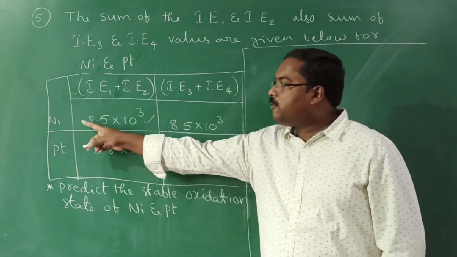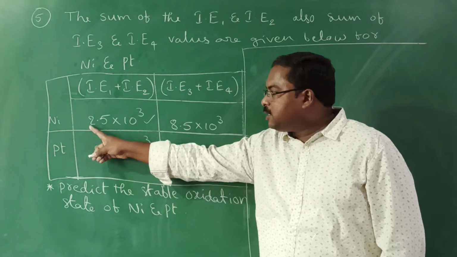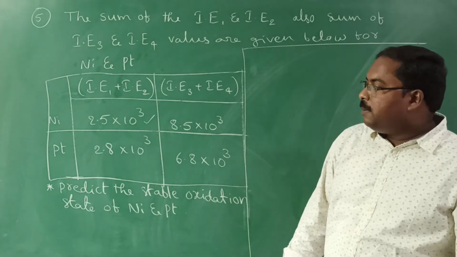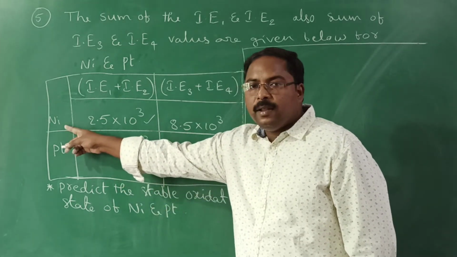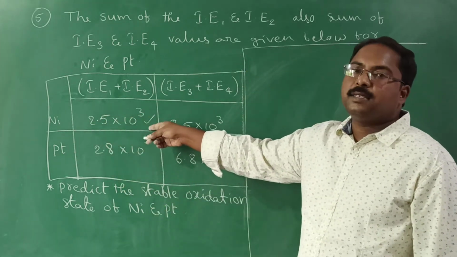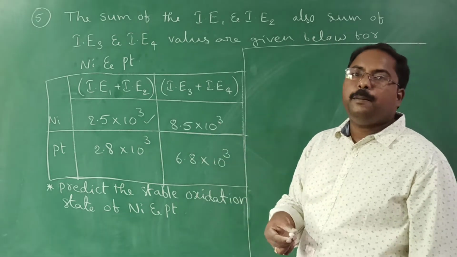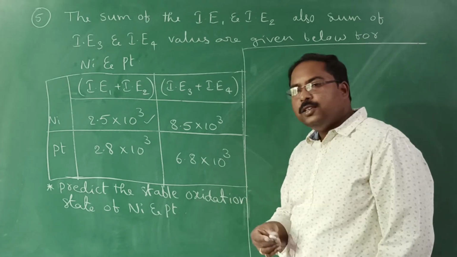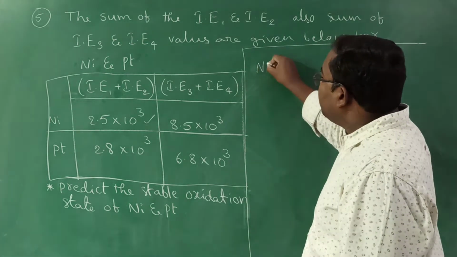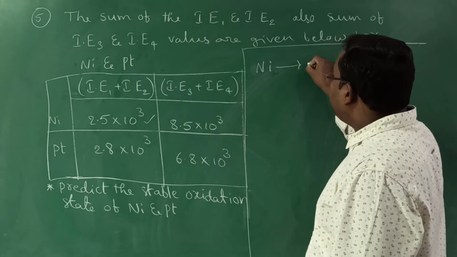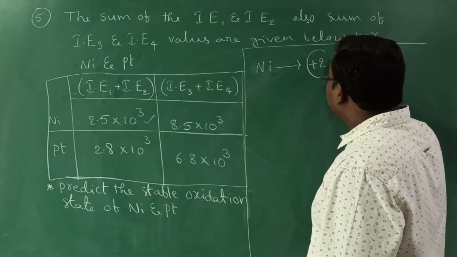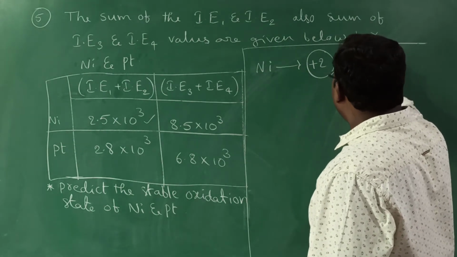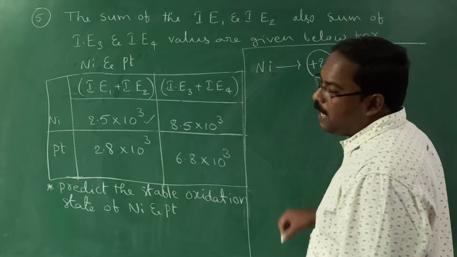It is very clear by looking at the value, the energy required to remove the 2 electrons is lower in the case of nickel, because it is 2.5, here it is 2.8. It means in the case of nickel, removing the 2 electrons is very easy. Nickel is able to release those 2 electrons fast. So nickel forms compounds in the +2 oxidation state, and the compounds formed by nickel in the +2 state are stable.